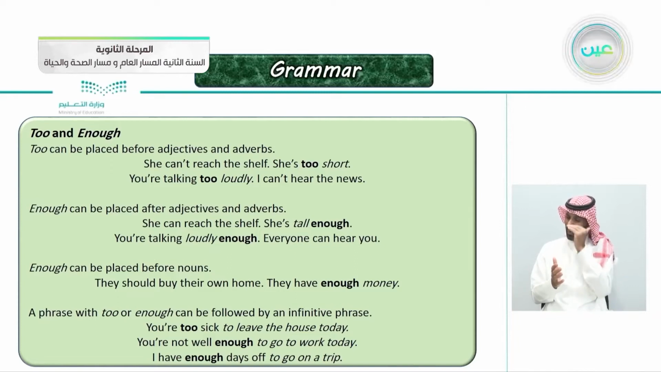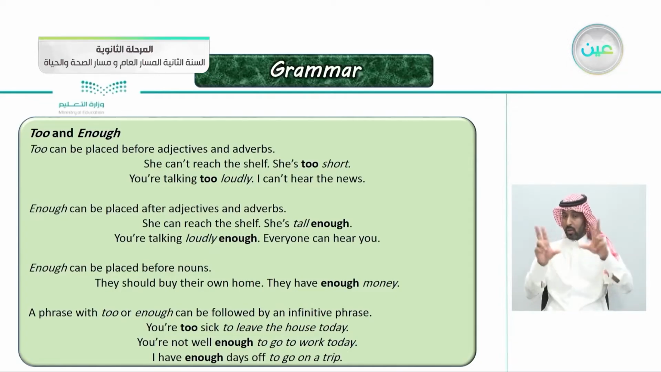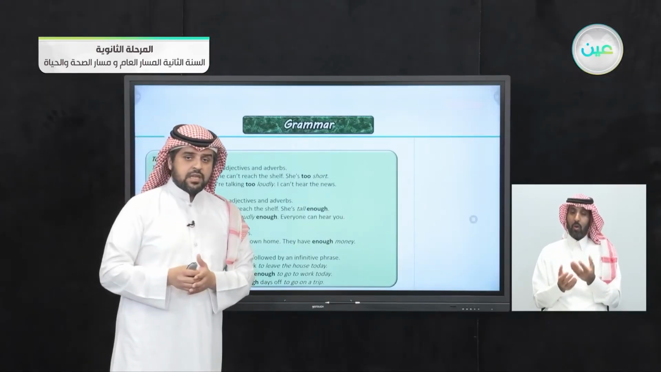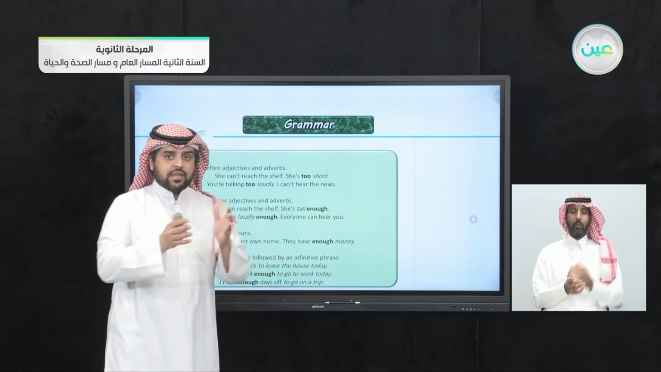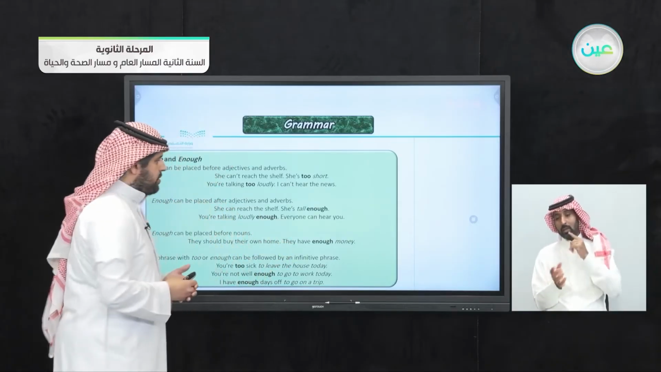Or for another example here, you're talking too loudly, I can't hear the news. So you notice here, "too" comes before an adjective or before an adverb. "Enough" can be placed after adjectives and adverbs. So "too" comes before adjectives or adverbs, and "enough" comes after the adjectives or the adverbs.